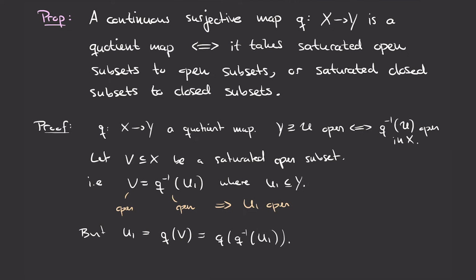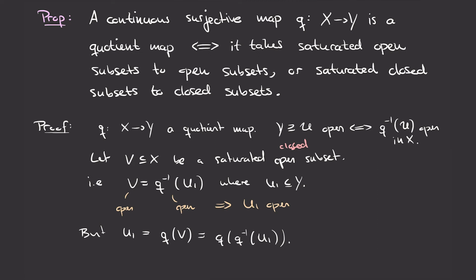Okay, so that shows one direction for these saturated open subsets. Now, if instead of an open subset, we'd started with a saturated closed subset, then again, V would be of this form. It's a preimage of some subset U1. Now, one can show that this definition of quotient map actually also holds for closed subsets. So U sub Y is closed if and only if the preimage is closed in X. And then using, again, this equality down here, this shows that saturated closed subsets are taken to closed subsets.